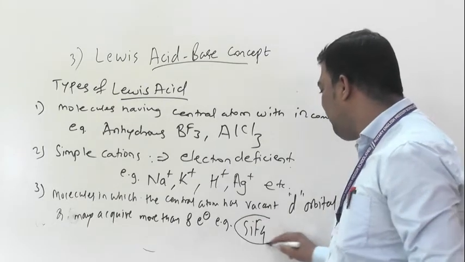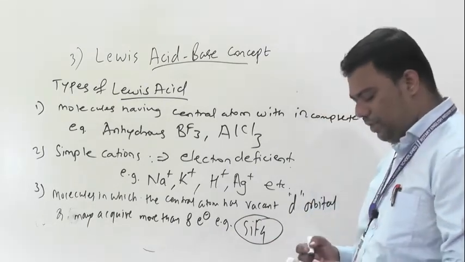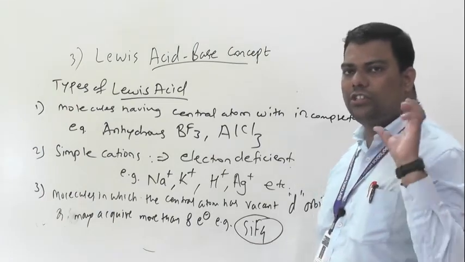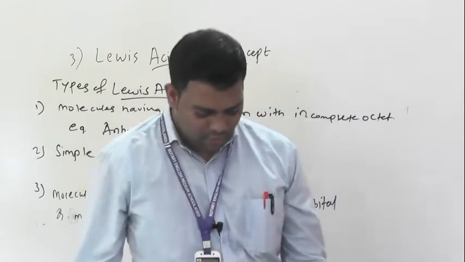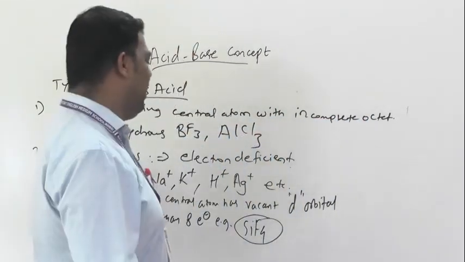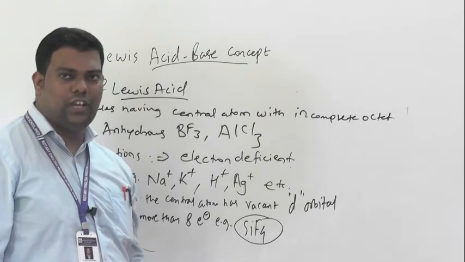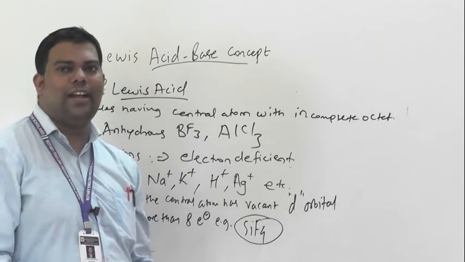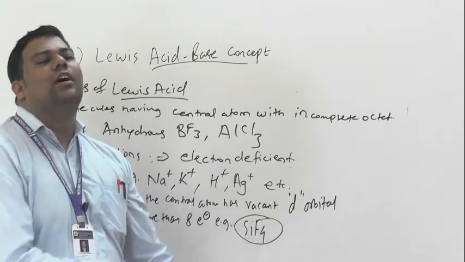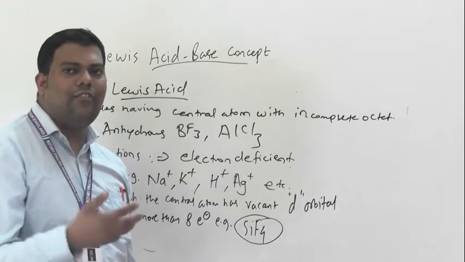So this SiF4 example, if you are considering this SiF4 example, silicon is what? Your atomic number? Yes, atomic number 14. So yes, it has what? Vacant d orbital.